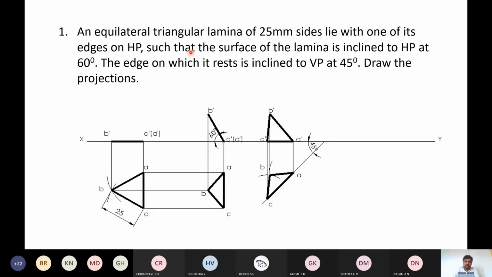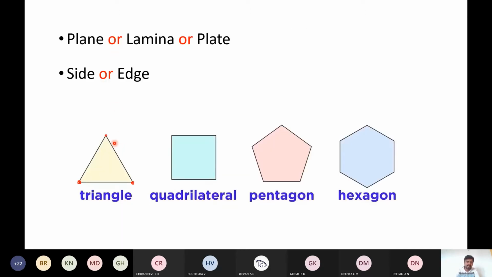Okay, the lamina lies with one of its edges on HP. So it is lying on HP, but not the complete lamina is on HP, only one of the edges. That means there are three edges. Out of these three, one edge will be on HP.